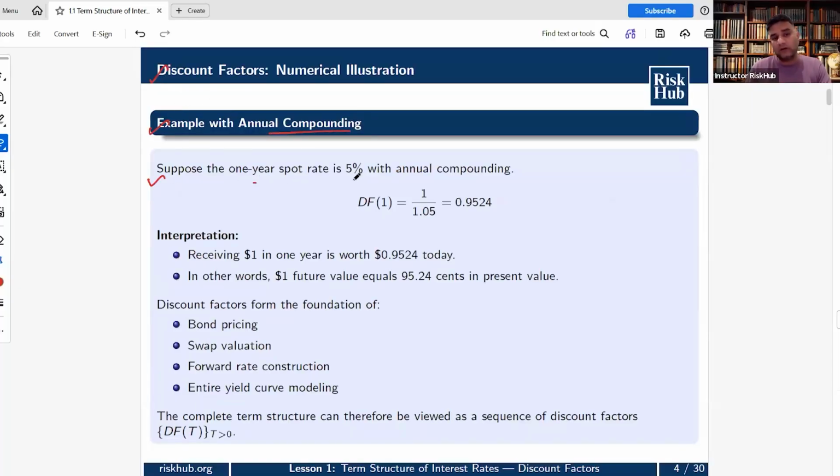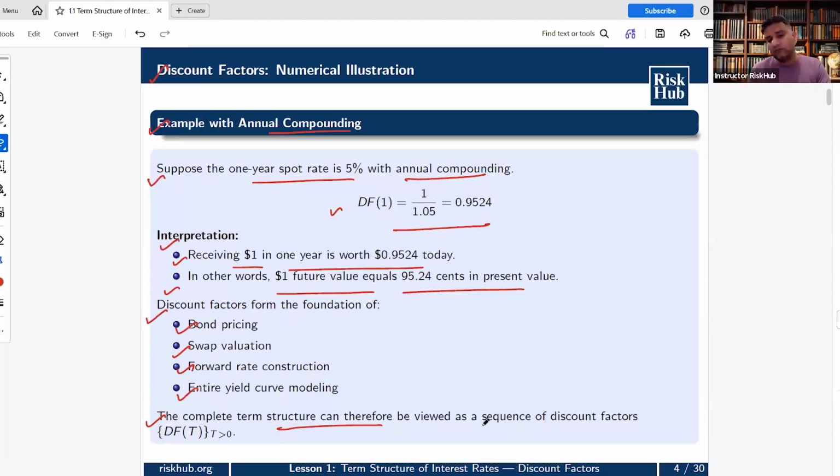Suppose the 1 year spot rate is 5% with annual compounding. The calculation is given. Interpretation: receiving $1 in 1 year is worth 0.952 today. In other words, $1 of future value equals 0.952 in present value. Discount factors form the foundation of bond pricing, swap valuation, forward rate construction, and entire yield curve modeling. The complete term structure can therefore be viewed as a sequence of discount factors, which is given by this equation, right? So again, there's nothing here, it's a very simple kind of illustration.